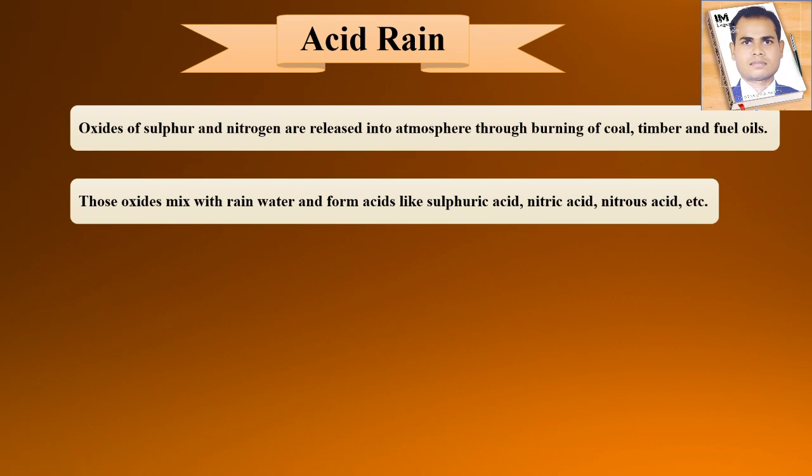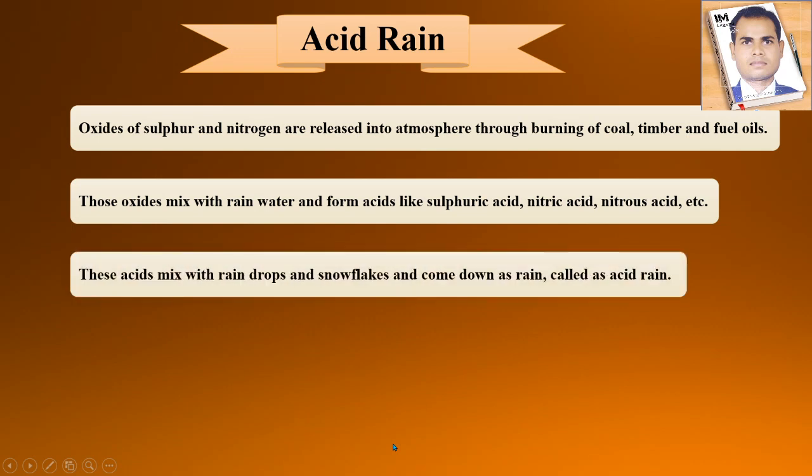And because of that, oxides mix with the rain water and form acids like sulfuric acid, nitric acid and nitrous acid, right? So all these acids are produced in the atmosphere, and they come with the rain on the earth's surface. So these acids mix with the raindrops and the snowflakes, and they come down as rain, called acid rain, as I told you. This directly affects living things. You can consider the plants, the animals, right? And other things also, it may be stones and a number of things present on the earth surface. So acid causes erosion, right? That's why it is very harmful to living things. So it directly affects the things present on the earth surface.